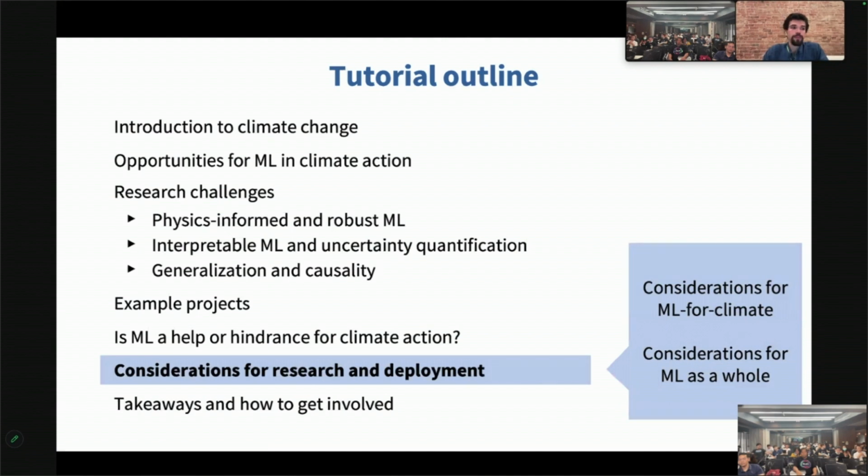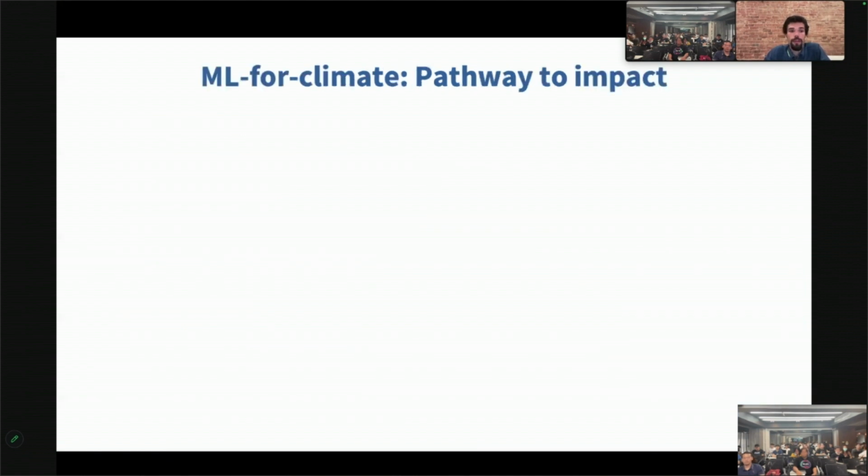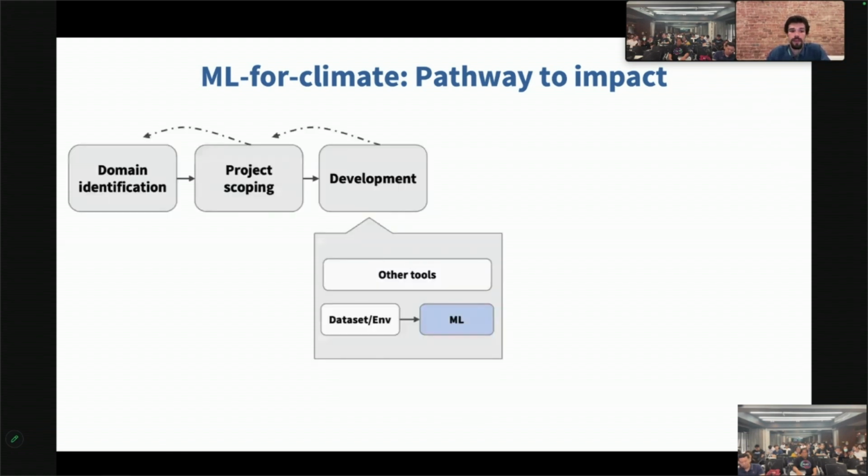Okay, so having talked about these different intersections of machine learning and climate change, in closing out, I want to turn to some important considerations for research and deployment. When working on machine learning for climate action, it's important to understand the broader pathway to impact in which the machine learning is situated. In particular, it's necessary to scope the problem, understand what other tools and approaches already exist, and understand how the machine learning, if it's needed at all, will interact with these existing tools and approaches. This relates to some earlier questions.